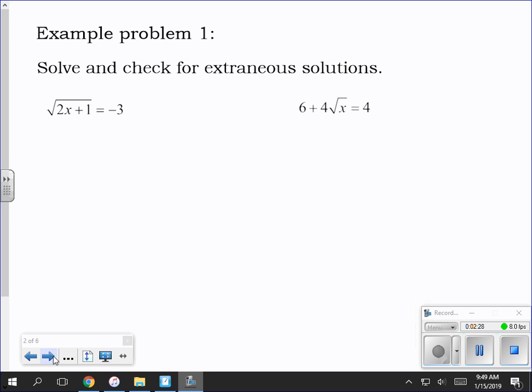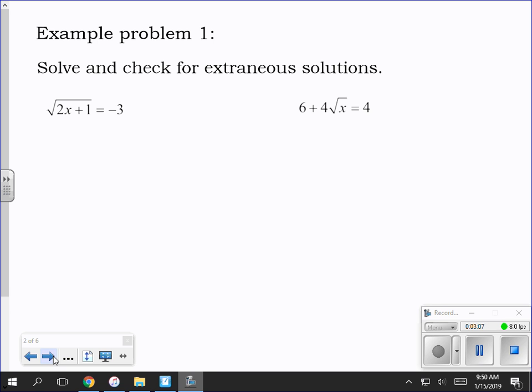So the first one, solve and check for extraneous solutions. Square root of 2x plus 1 equals negative 3. So the first thing we need to do is get rid of my radical. If I have my radical by itself, I want to get rid of the radical, so I need to do the inverse. When we solved problems like x plus 2 equals 3, what did we do? We subtracted 2 from both sides. We did the inverse function. That's how you solve basically everything, is you do the inverse to what you want to get the variable by itself. So I want to solve the square root of 2x plus 1 equals negative 3.